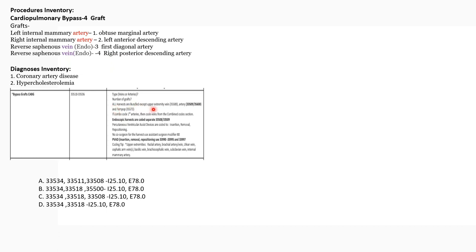All the harvests are bundled except upper extremity vein and artery. So any harvested graft other than the upper extremities will be bundled to the CABG procedure, so we don't have to code them separately. Next one: if combo code, first arteries, then code the veins from the combination section. This is very, very important, coders, since we are having a combination of coronary artery bypass graft performed here. First, we will give the code for the arteries, later on for the veins from the combined code section.